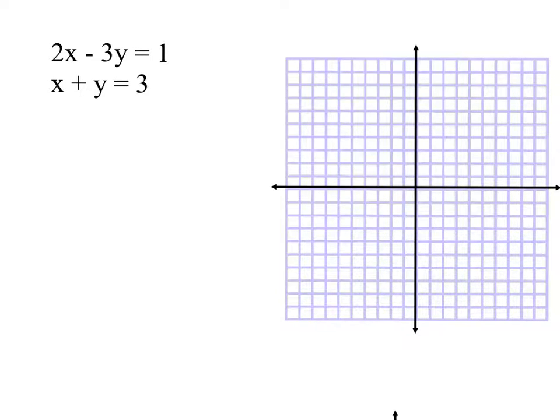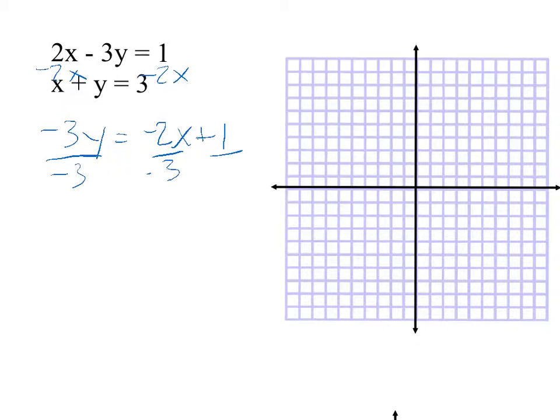So let's try. I'm going to move the 2x over, minus 2x, so I get negative 3y equals negative 2x plus 1. Divide by negative 3. Oh no. Do you see why? This is going to be a positive 2/3 x because the negatives cancel, and then I get a negative 1/3 from my y-intercept. So I'm actually going to save that for later to graph because I'm going to make my graph bigger so I can do it easier.